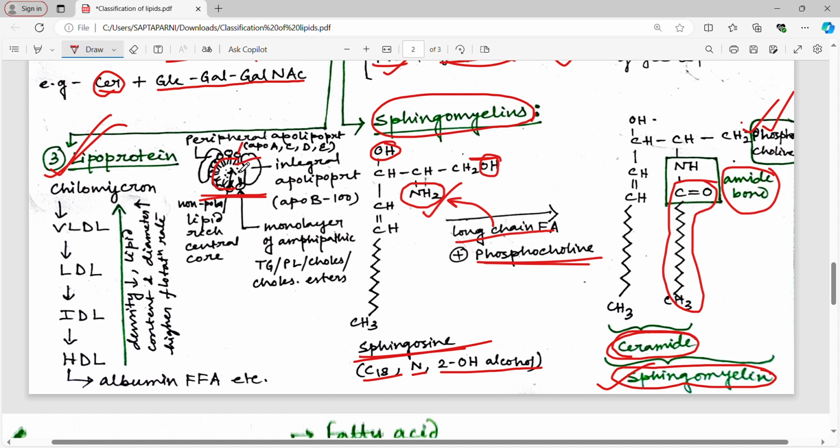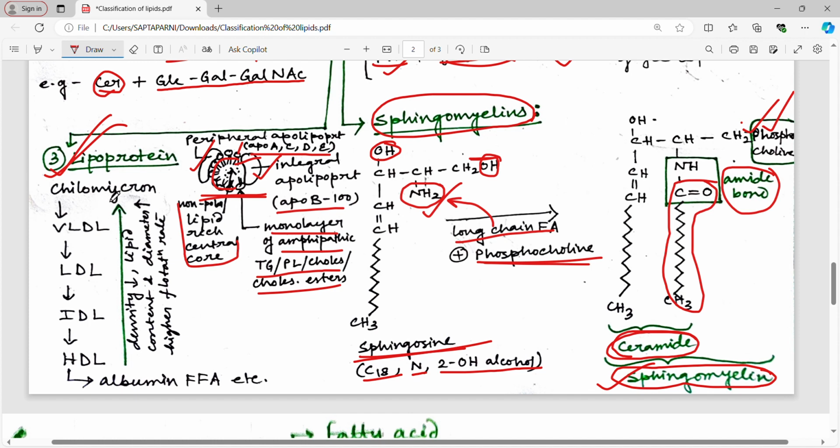Along with this monolayer of amphipathic triglyceride, phospholipid or cholesterol esters, you will also find some proteins. Some will be integral proteins and some will be peripheral proteins. Integral apolipoprotein is ApoB100 and peripheral apolipoprotein will be ApoA, ApoC, ApoD, ApoE, etc. And in the core you will find a non-polar lipid rich central core region.